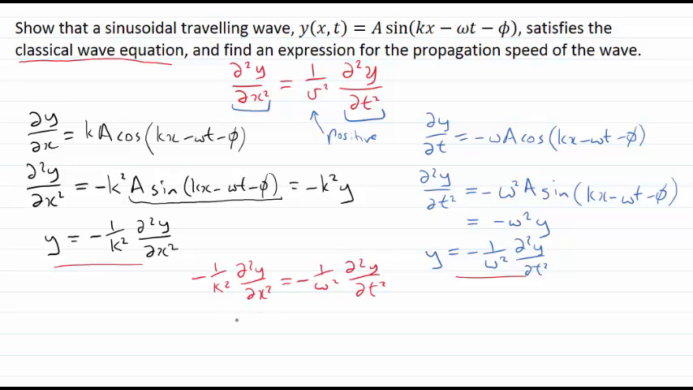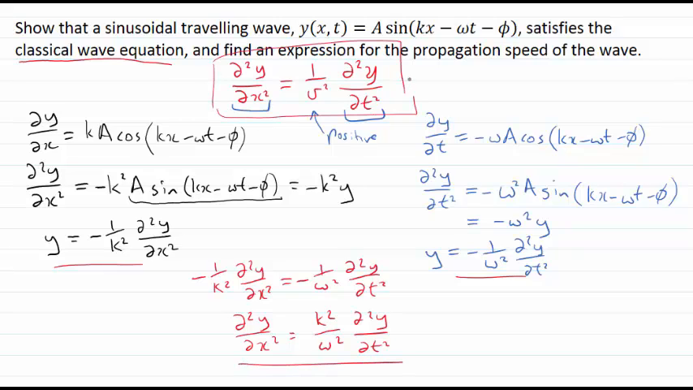And rearranging that, if you like multiplying both sides by minus k squared, I'll simply get that d2y by dx squared equals k squared over omega squared of d2y by dt squared. And that is indeed exactly what I wanted my classical wave equation to be, that my second spatial derivative equals some positive quantity here, k squared divided by omega squared, times my second time derivative. So that does indeed show that this sinusoidal travelling wave that we were given at the start of our question is indeed a solution to the classical wave equation.